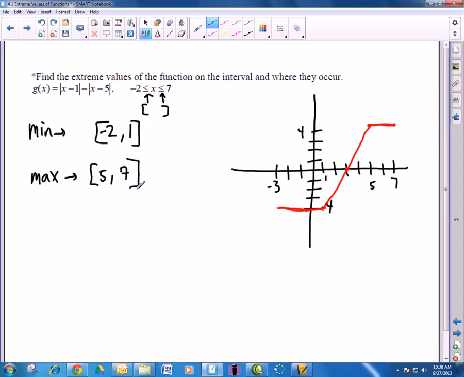Okay, so that's to say that your max and mins can be more than a single value. And if it's a straight line like what we see here, then you have to include it as an interval.